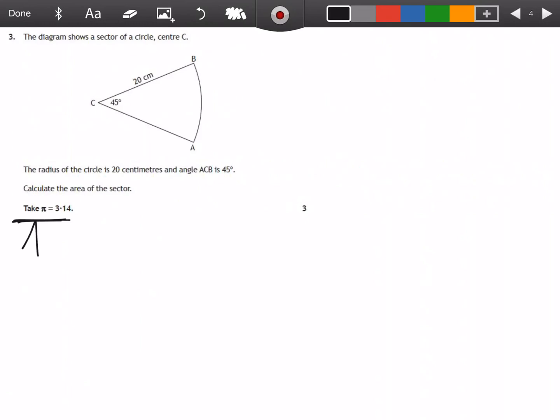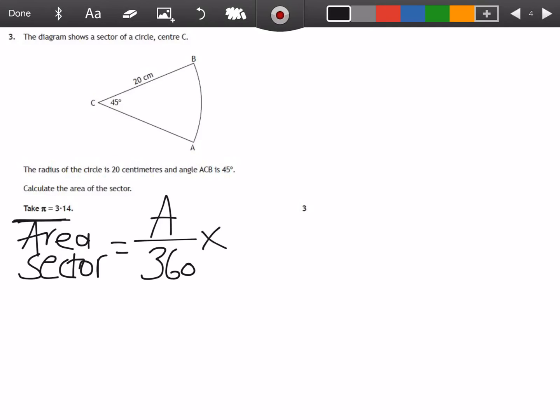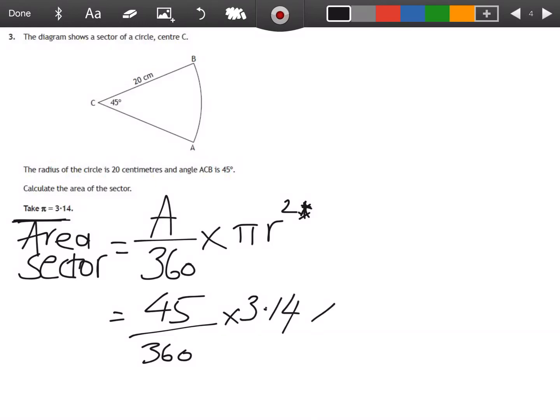Right, the area of the sector. Now, you must know this area of a sector formula. It's not a formula that's given on the formula list. The area of a sector formula is the angle over 360 times by area of a circle, pi r squared. I'm just going to score that wee number 3 out there, okay? That wee 3 was 3 marks. Okay, so it's the angle over 360 times by pi r squared. The angle is 45, so it's 45 over 360. Pi is not the pi button, remember, we're using 3.14 as the pi, and the radius squared, 20 squared.